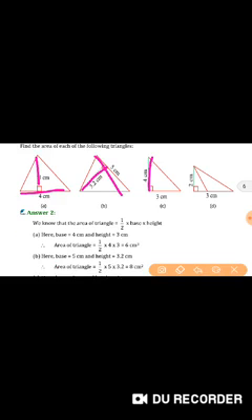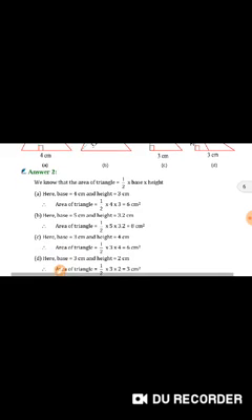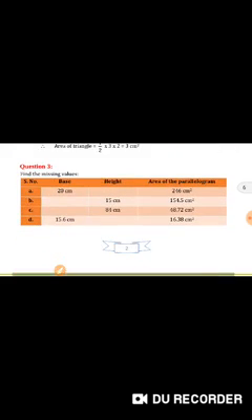Perpendicular. So this 4 centimeter is the height, 3 centimeter is the base. Area of triangle is equal to half into base into height. So base is 4 centimeter, height is 3 centimeter, area of triangle is half into 4 into 3. So 4 3s are 12, 12 by 2 is 6 centimeter square. So this is all the remaining.